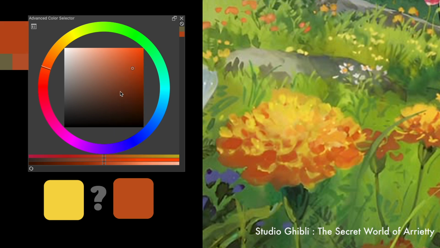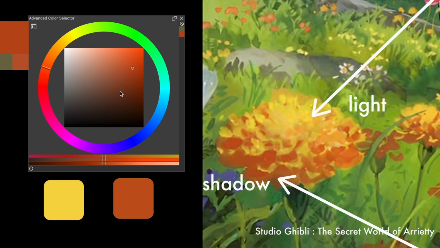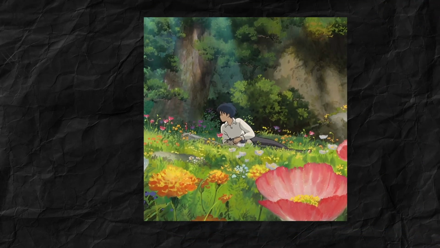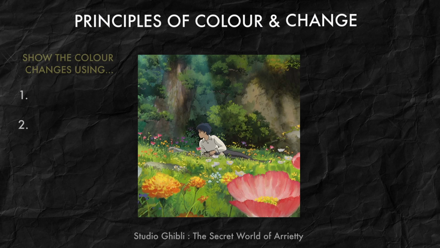Now why has this color change happened? Well, this part of the flower is in light and this part is in shadow. So it's due to a change in light. So using that kind of thinking, we're going to study this master artwork by showing the different color relationships using value and temperature.